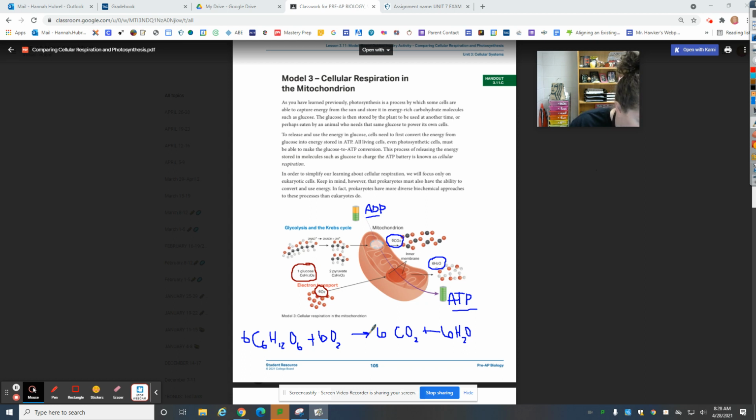So number 7 says, write the full equation for cellular respiration, including ADP and ATP. So all you have to do is the equation that you already did. You're just going to add 36 ADP plus P plus all this stuff that's already there, and you give off 36 ATP.